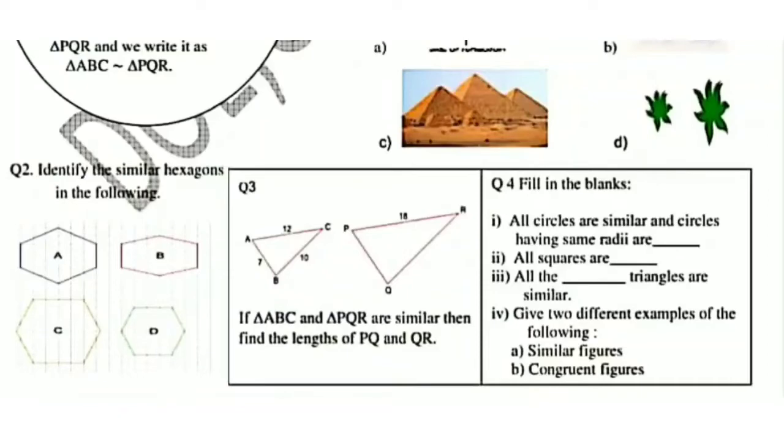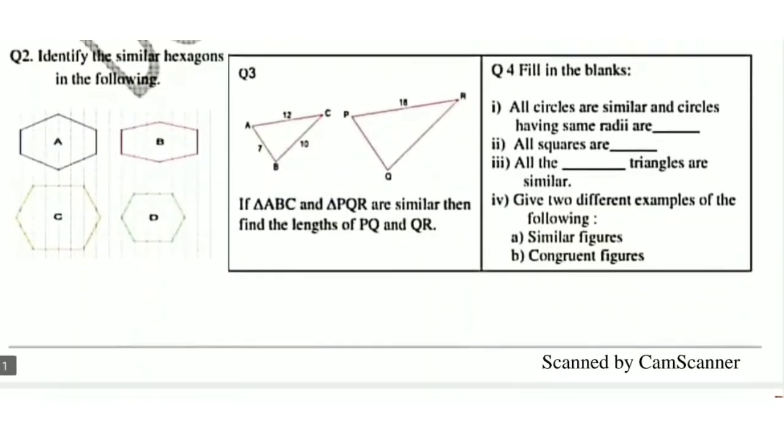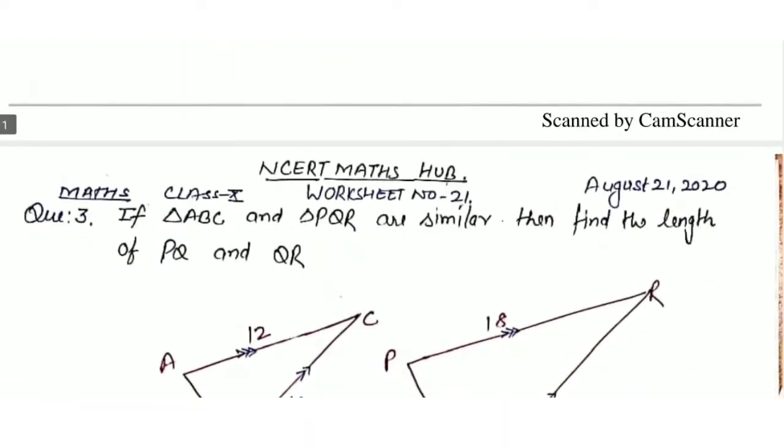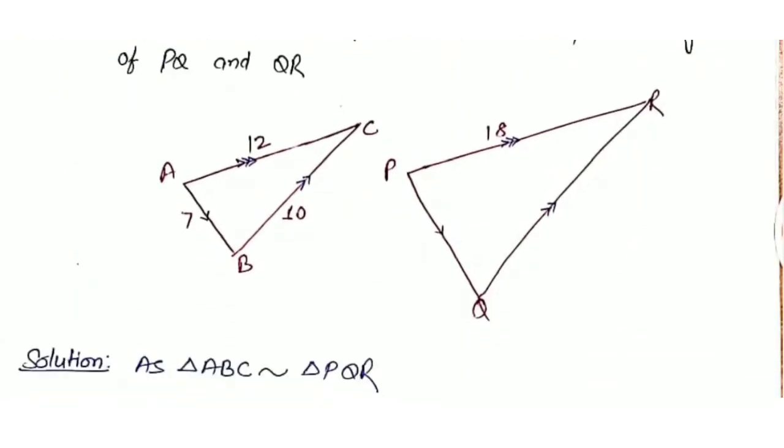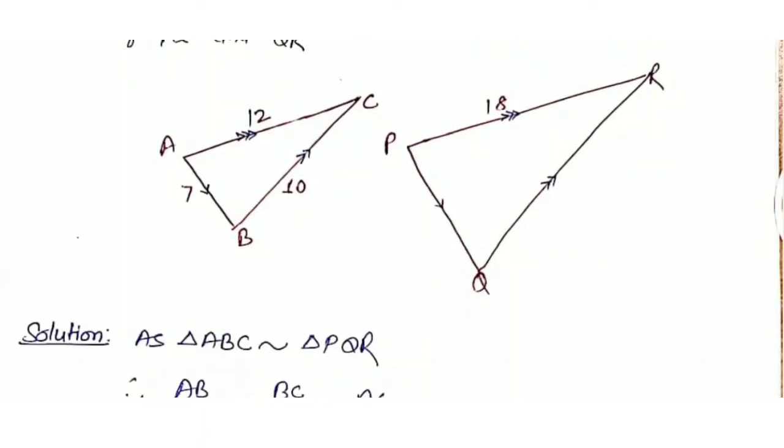So now question number 3 and question number 4. Let's solve question number 3. If triangle ABC and triangle PQR are similar, then find the lengths of PQ and QR. So the solution. We have triangle ABC and triangle PQR. In triangle ABC we have given AB as 7, AC as 12 and BC as 10. Similarly in triangle PQR we have given PR as 18.